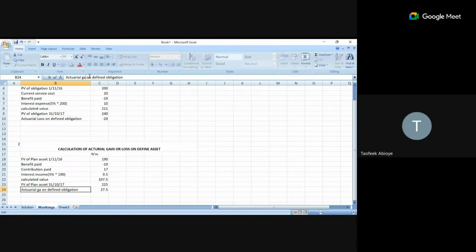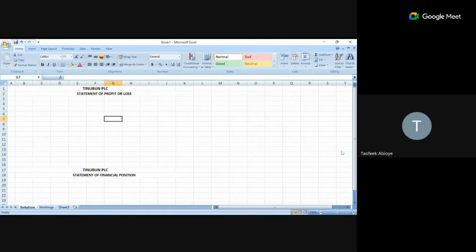Actual gain on defined benefit plan assets. This is our workings. So we have determined the actual gain or loss. And immediately you are done with this, the work is done. So what did the examiner say we should do? He said we should show our accounting entries, and that's why I opened our solution page.